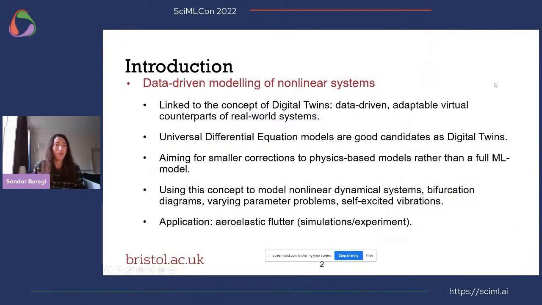So basically, this research I'm going to present here is mostly on using data-driven models on nonlinear dynamical systems, which is linked to a project on creating digital twins, which are essentially data-driven adaptable virtual counterparts for real-world or physical systems. And what I found is that universal differential equation models are especially good candidates as digital twins because they basically allow for having a physics-based core.